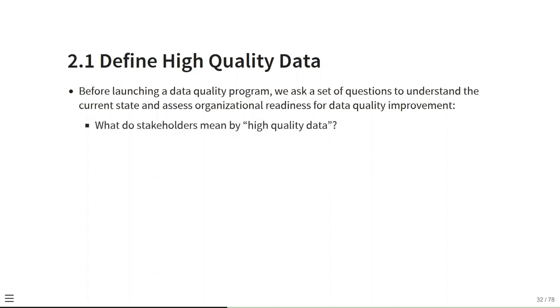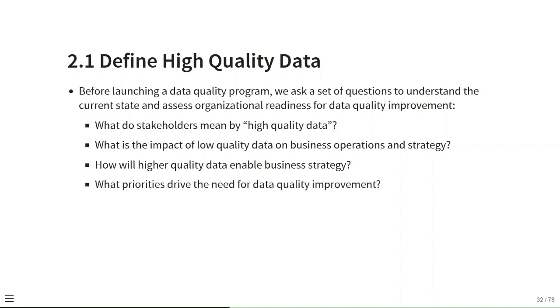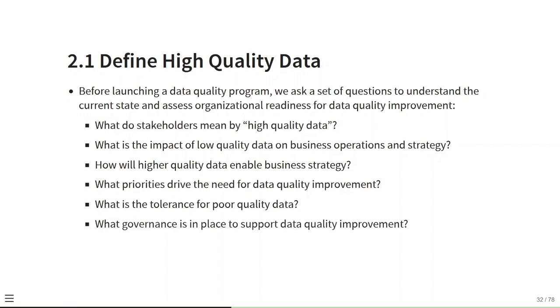What do stakeholders mean by high quality data? What is the impact of low quality data on business operations and strategy? How will higher quality data enable business strategy? What priorities drive the need for data quality improvement? What is the tolerance for poor quality data? What governance is in place to support data quality improvement? And what additional governance structures will be needed?